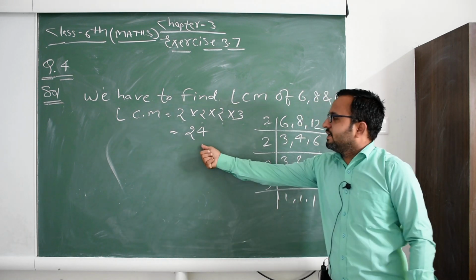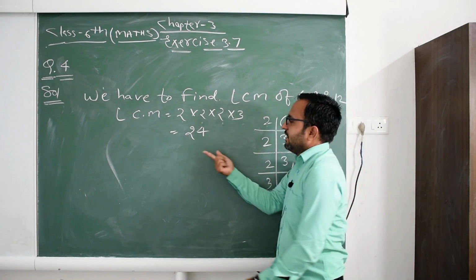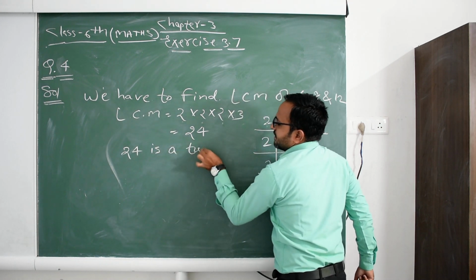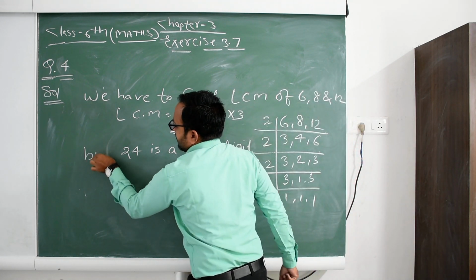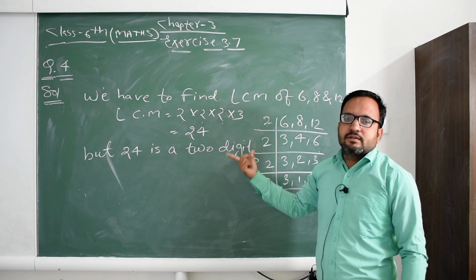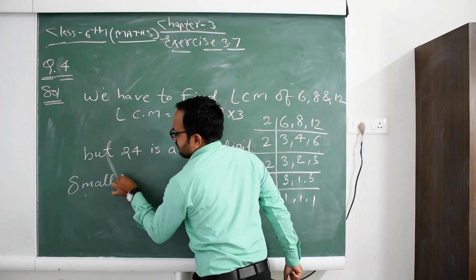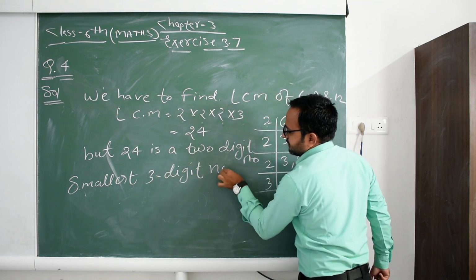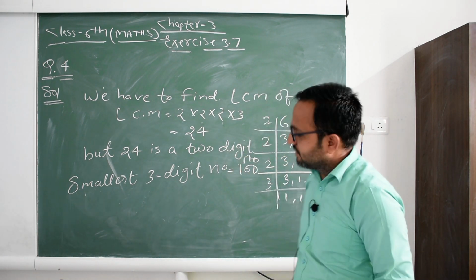24 is a number divisible by 6, 8 and 12. But 24 is a 2-digit number, and we have to find the smallest 3-digit number. The smallest 3-digit number is 100.